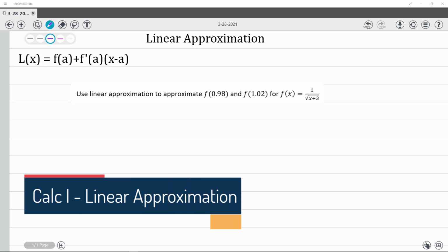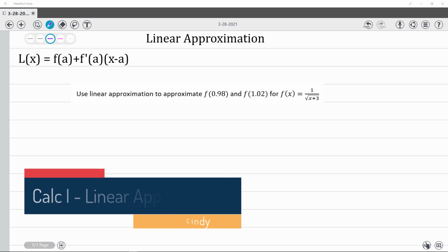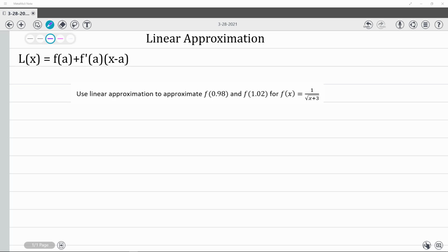Okay, linear approximation is kind of weird because you're like, well, why would you approximate something and not just plug something in? Definitely things with roots, that you can't get exact values. This was used a lot.